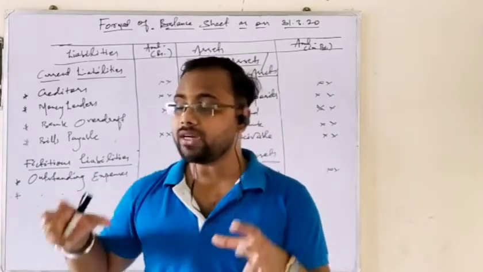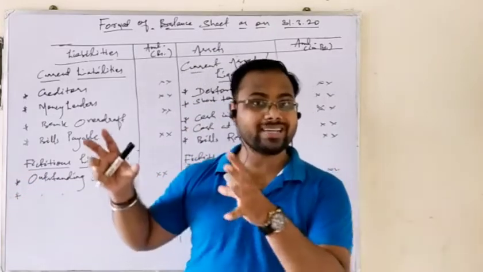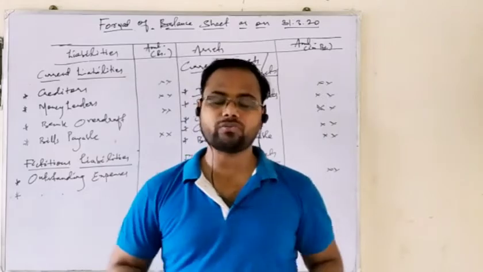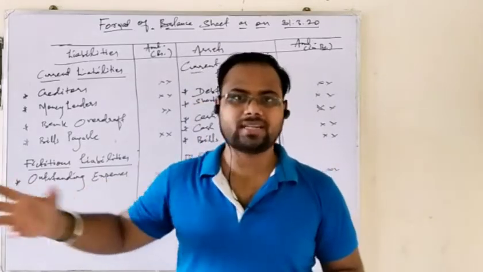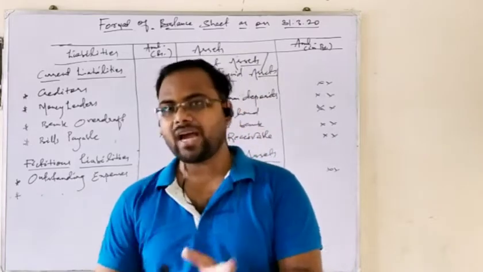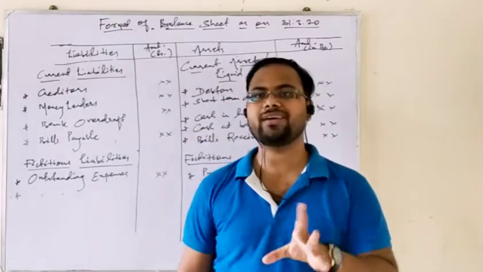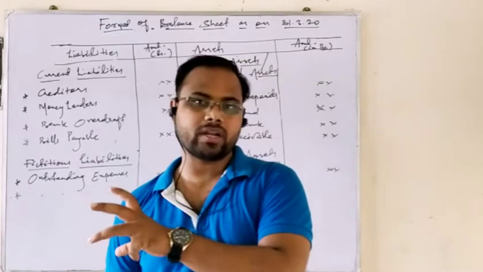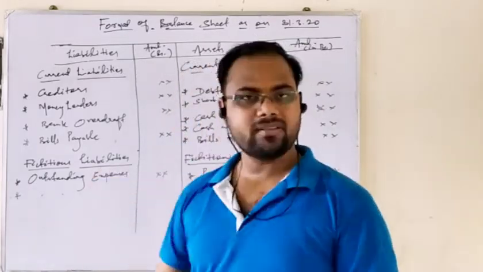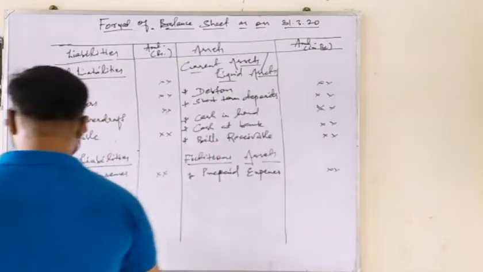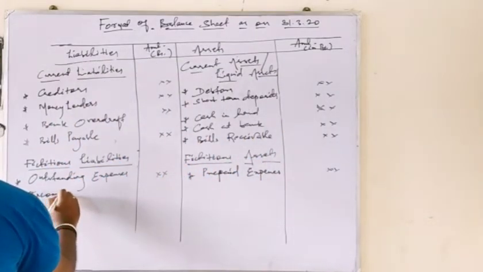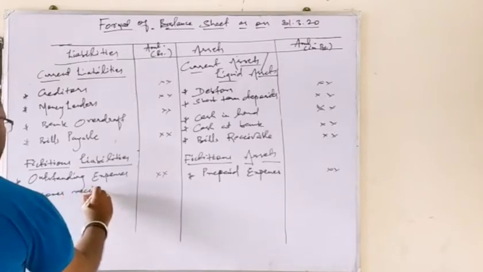And you haven't completed the project. The building is not completed, but you have received the amount for laying down the foundation or the startup work of the construction of the building. In that case, the amount that you receive is called income received in advance, or you can name it contract fees received in advance. So another example of fictitious liabilities is income received in advance.